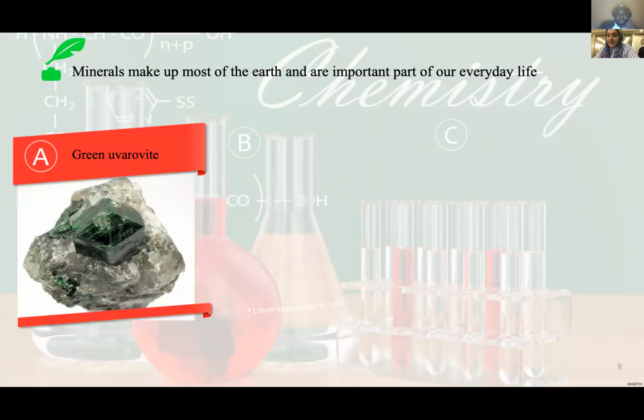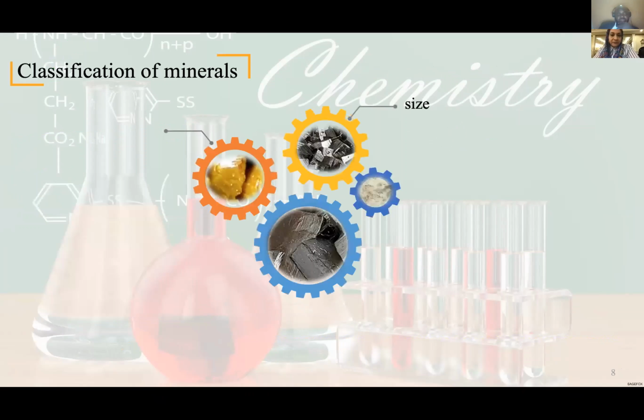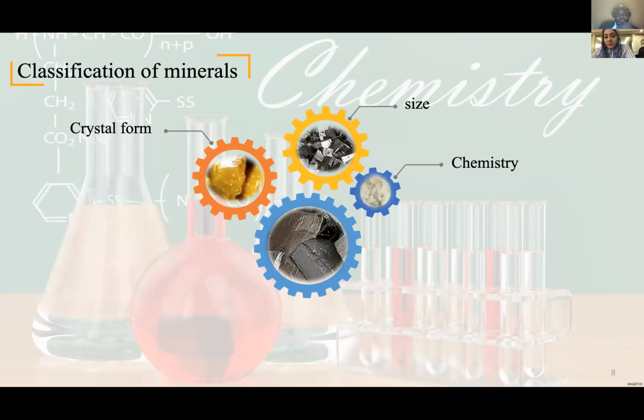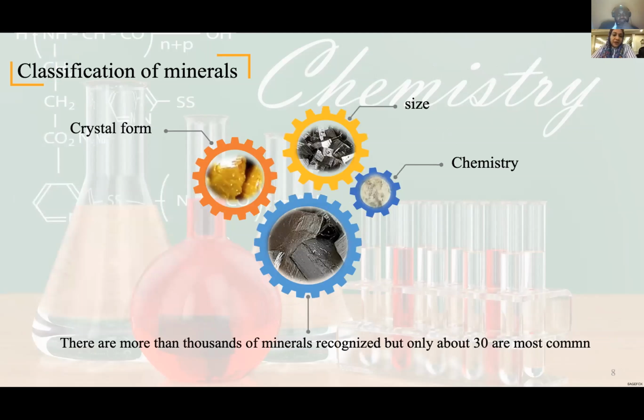The classification of minerals is based on size and crystals for the nanostructure. There are more than 1,000 minerals recognized, but only about 30 are most common. This image shows the natural process leading to the formation of nanoparticles in the environment.